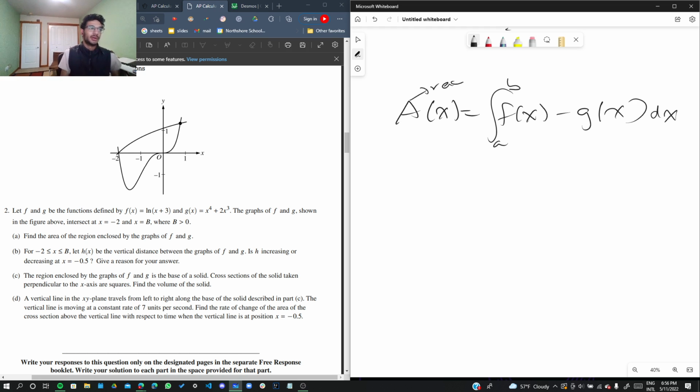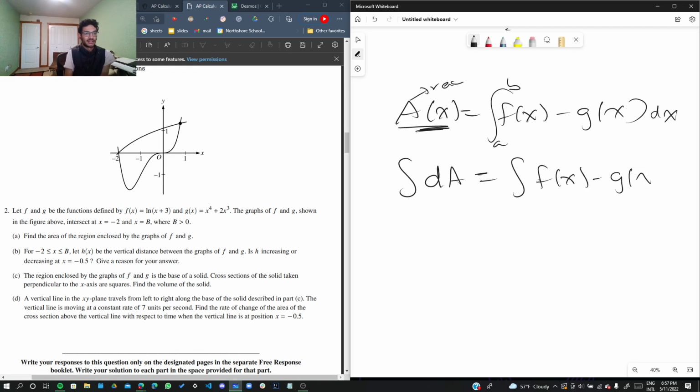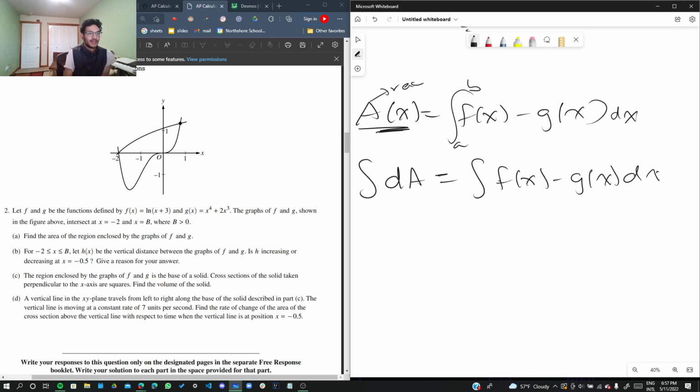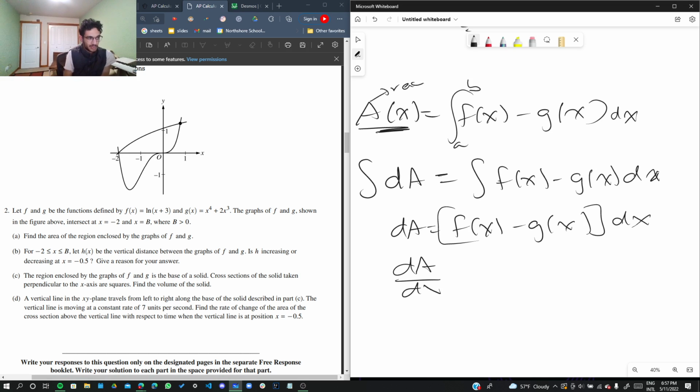Now in order to get A of x, this is basically the integral of dA. And if you take the integral of dA, that's just A. So then the integral of dA is equal to the integral of f of x minus g of x dx. Now both have integrals, so you can remove the integrals from both sides. So dA is equal to f of x minus g of x times dx. And then you can divide both sides by dx. So it's like the derivative basically.